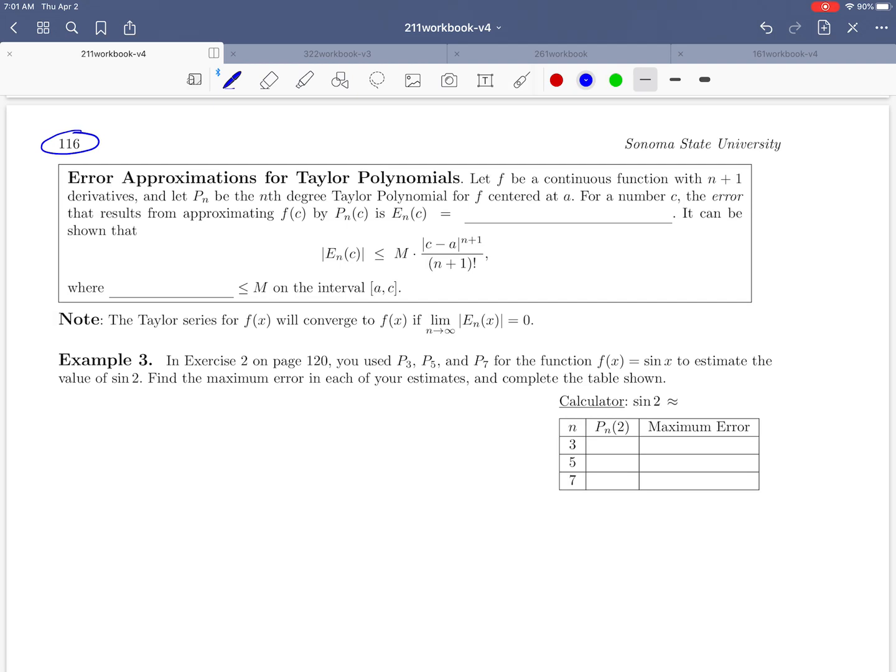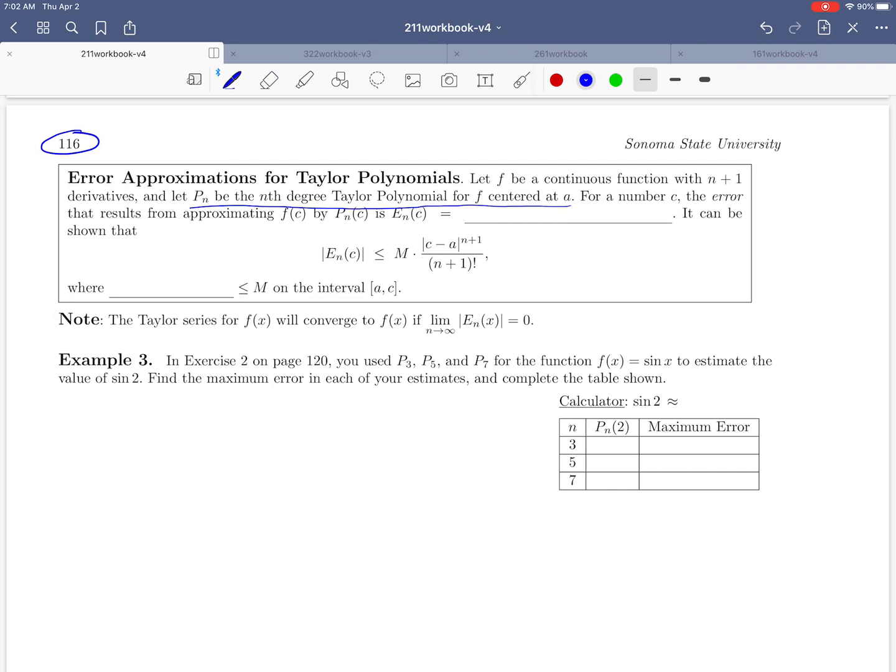Okay, so let's read this together. So we're starting with a continuous function f with n plus 1 derivatives. Basically, that's just telling us we'd like a function that we can take some derivatives of. And then we're going to let Pn be the nth degree Taylor polynomial for f. Same notation that we've been talking about.